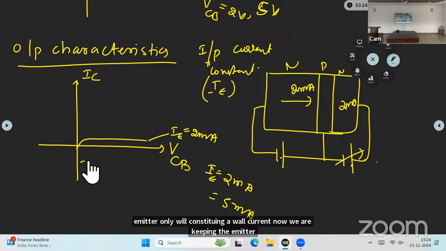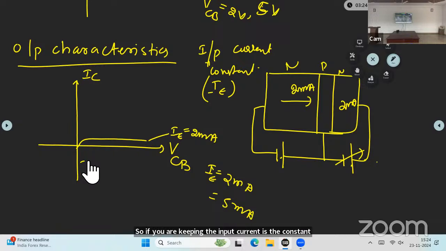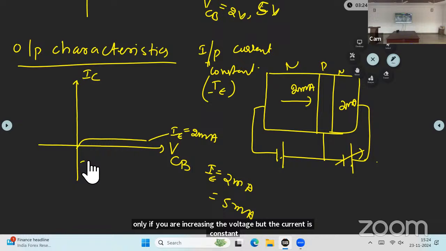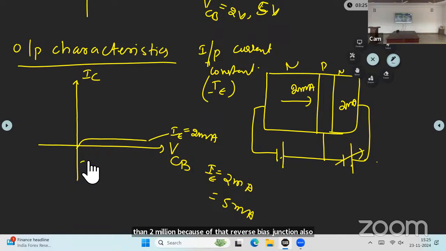Now we are keeping the emitter carriers constant at 2 milliamps. So if you keep the input current constant, the same current will be present in the output circuit even if you increase the output voltage. Because of that, the curve gives this. Only the voltage is increasing, but the current is constant. What is the constant value? 2 milliamps, or less than 2 milliamps because of the reverse bias junction also. But that gives the constant current.